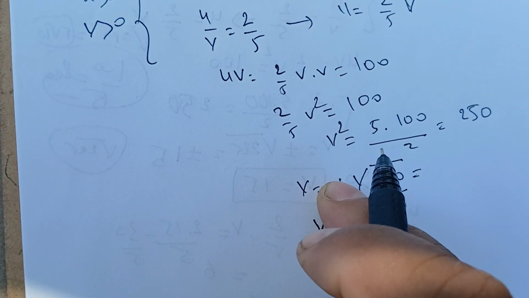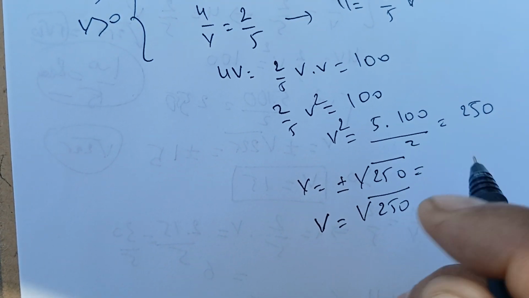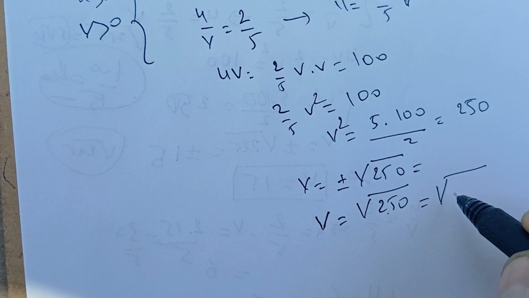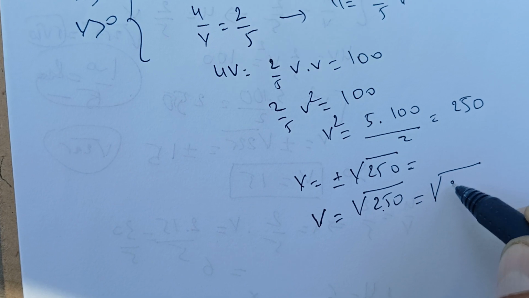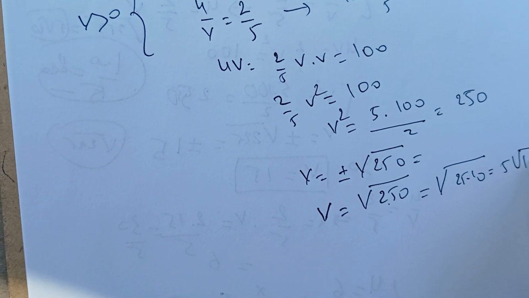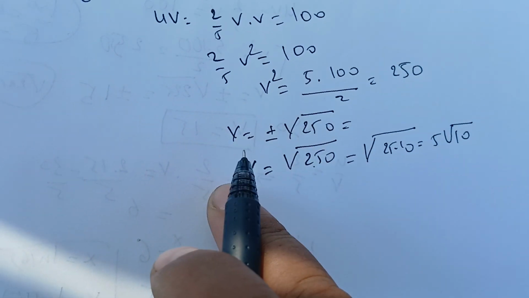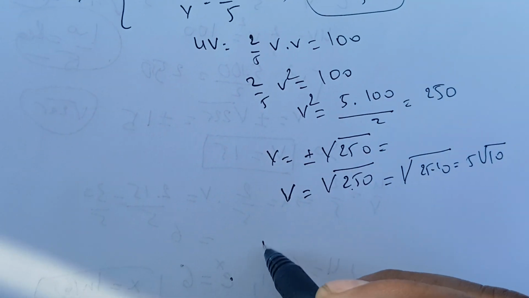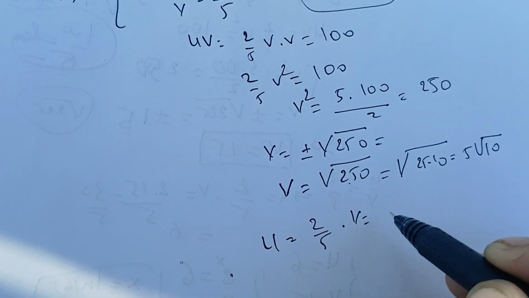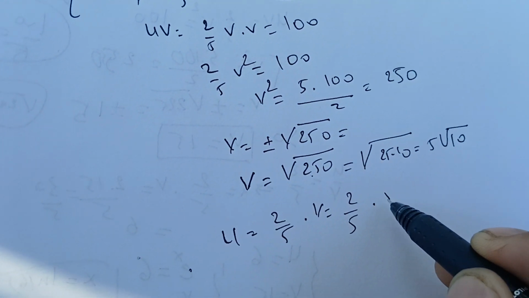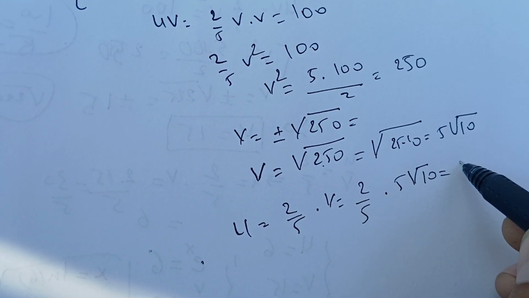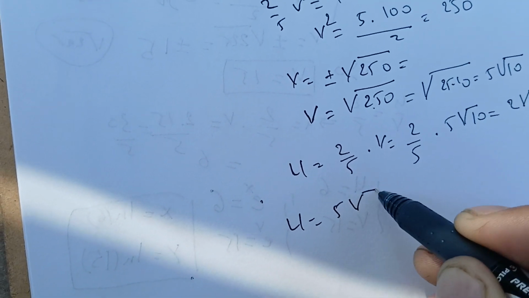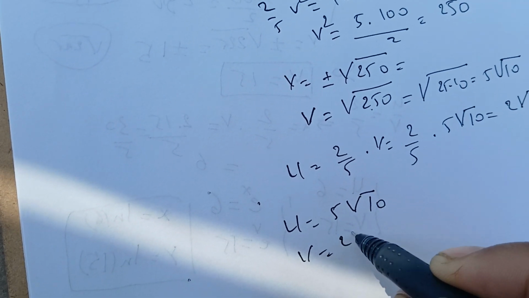But we only accept the positive one, so we are only going to accept the square root of 250, because the minus square root of 250 is negative. We can simplify this one as 25 times 10, which is 5 square root of 10. Now that we have v, we can get u from here. So u is going to be 2 over 5 times v, which is 2 over 5 times 5 square root of 10, which is 2 square root of 10. So we have v equal to 5 square root of 10 and u equal to 2 square root of 10.